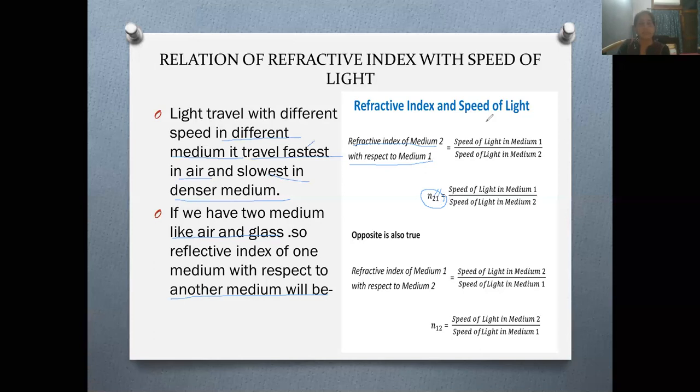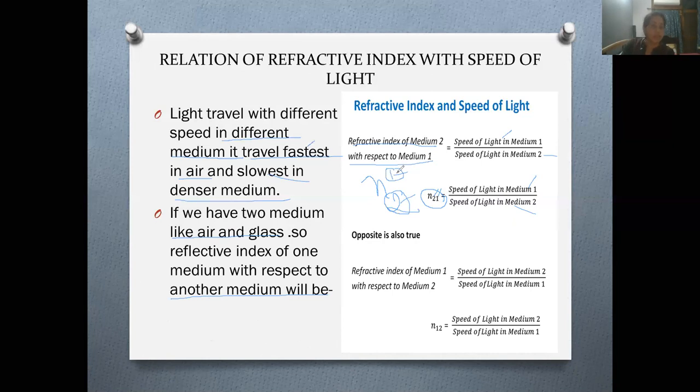So the speed of light in medium 1 always comes in the numerator, and the speed of light in medium 2 in the denominator. We can also write this like this: n, with 2 below and 1 on the upper side. This is again the symbol of refractive index of medium 2 with respect to 1. This is another form of how you can write n21. So whatever is on the upper side is the speed of light in medium 1, and whatever is written down is the speed of light in medium 2. So this is how we will write refractive index of medium 2 with respect to 1.